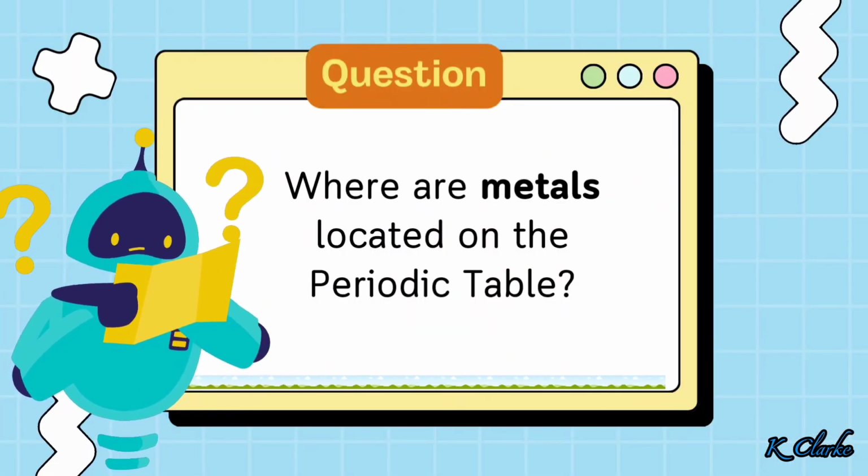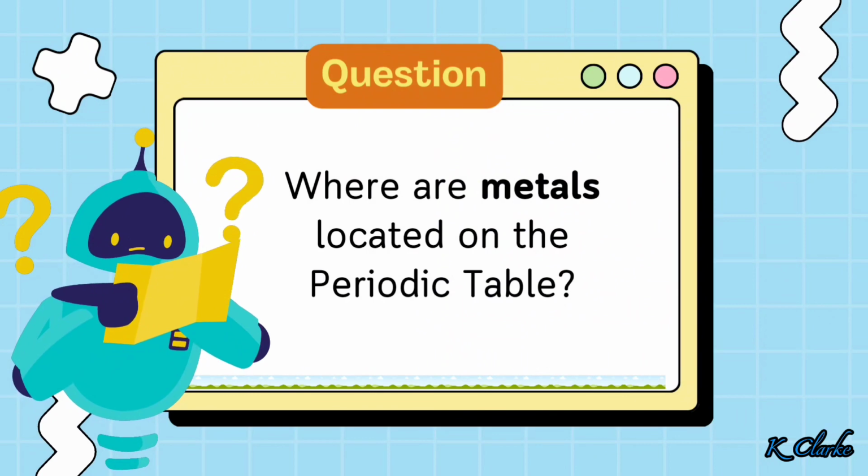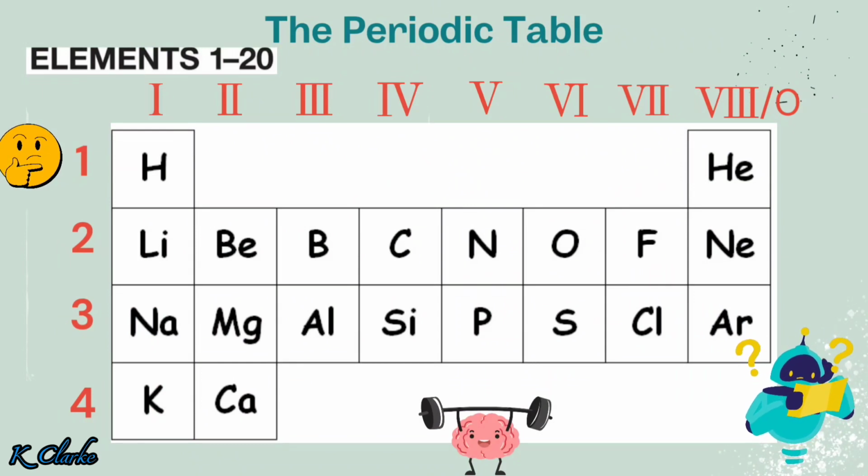Here's a question. Where are metals located on the periodic table? If your answer is metals are located to the left of the periodic table, you are correct. Well done. Alright, so observe this periodic table in order to formulate your responses. You may pause the video while you are establishing your answer. Fluorine is located in which period? The correct response is period 2.